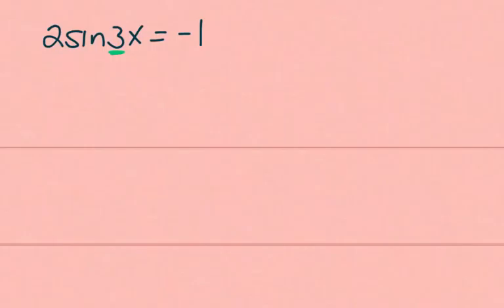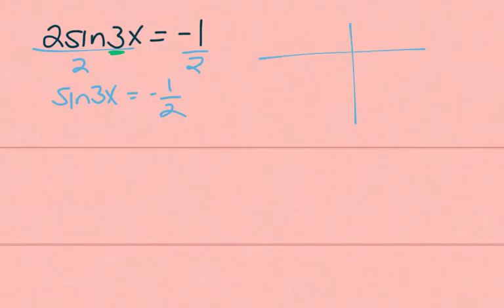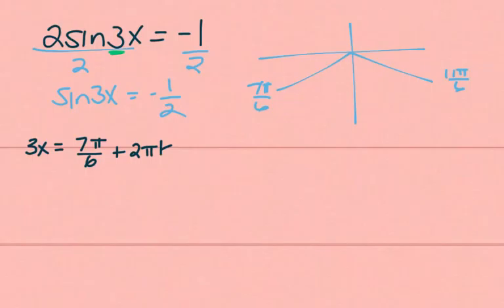So if I was to solve for sine, I would get sine of 3x equals negative 1/2. Now I'm looking for where sine's negative 1/2, which happens at 11 pi over 6 and 7 pi over 6. So 3x equals 7 pi over 6 plus 2 pi k, and 3x equals 11 pi over 6 plus 2 pi k. Now to get x alone, I have to do what?